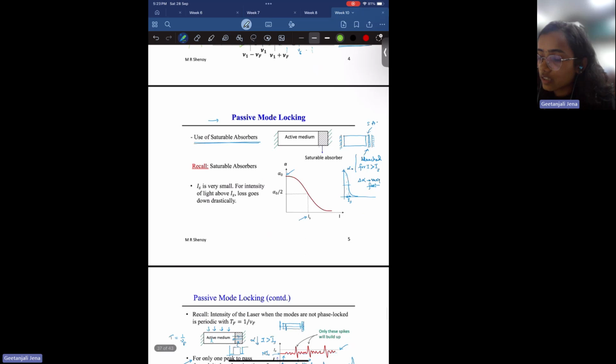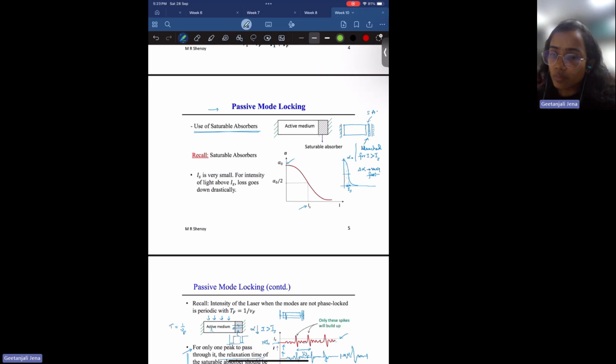In passive mode locking, it involves a saturable absorber. If you recall, saturable absorbers are nothing but materials which have a higher value of loss coefficient but a lower value of saturation intensity. If you see this figure, gamma, the loss coefficient, is high, but I_S is very small. And using this saturable absorber, you can get a pulse output. So now let us see how you can achieve a pulse output using passive mode locking.